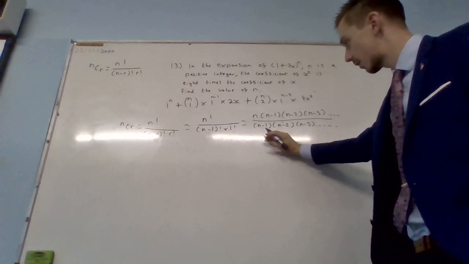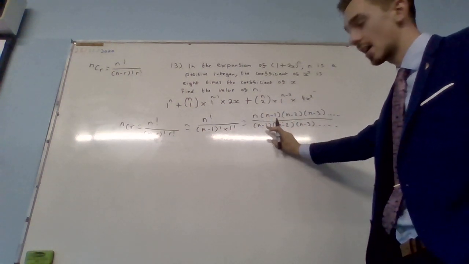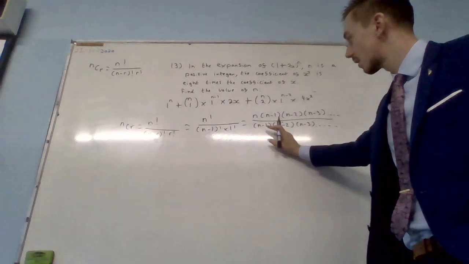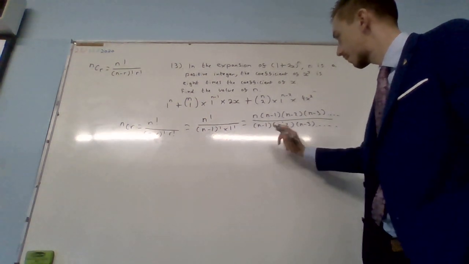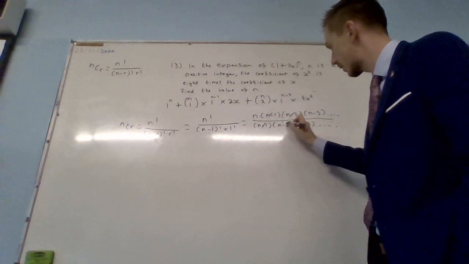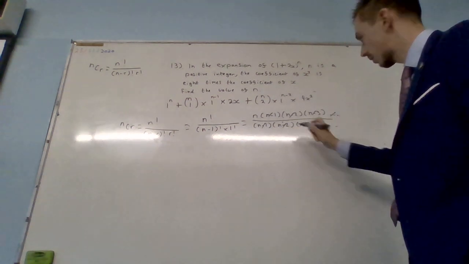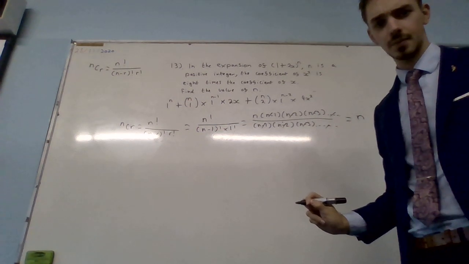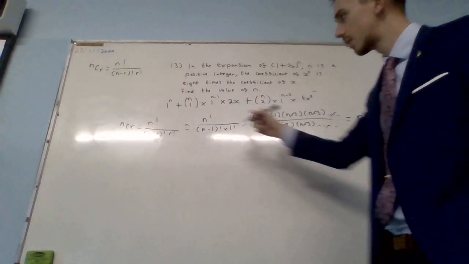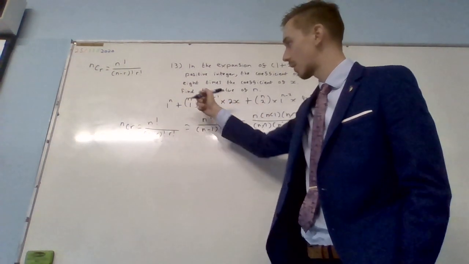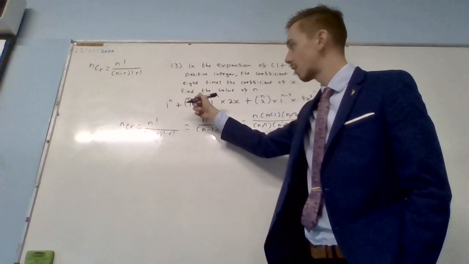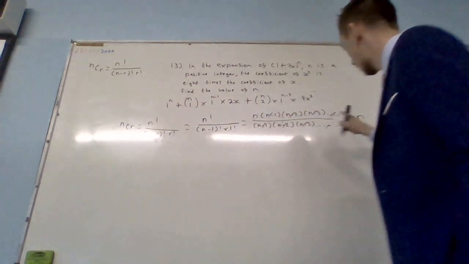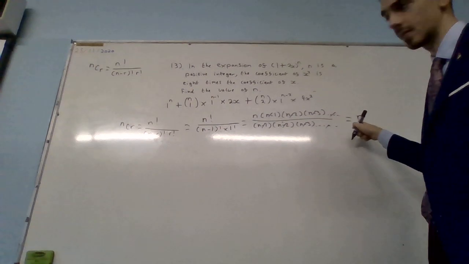As this will all be carrying on, we can now cancel down our fraction to get rid of our n subtract 1s, n subtract 2s, n subtract 3s, and our dot dot dots. So we can just get n. So for n choose 1, that would just be n. Okay.